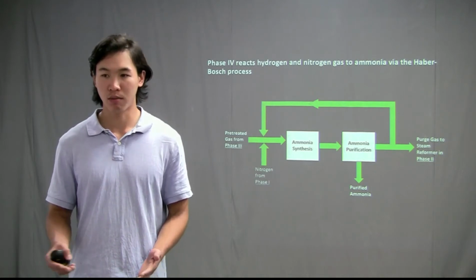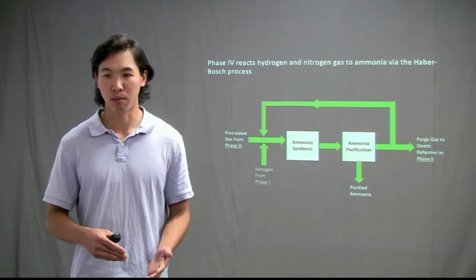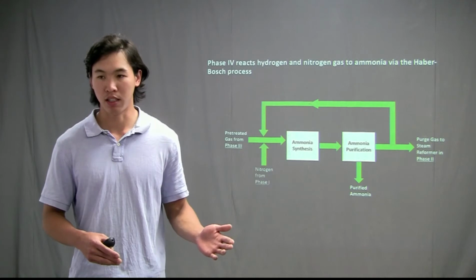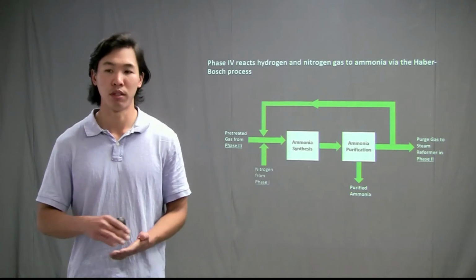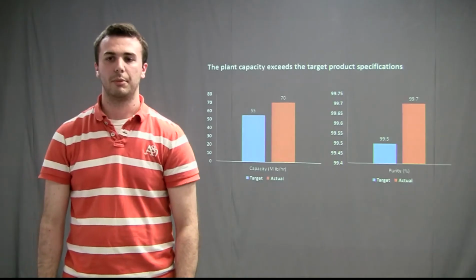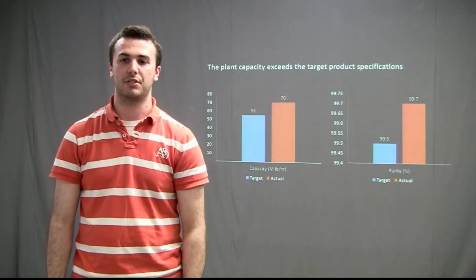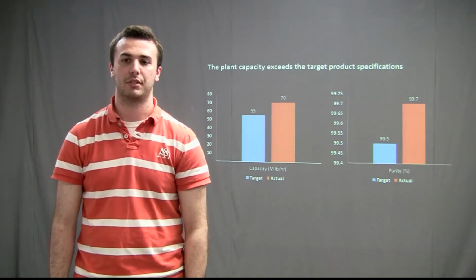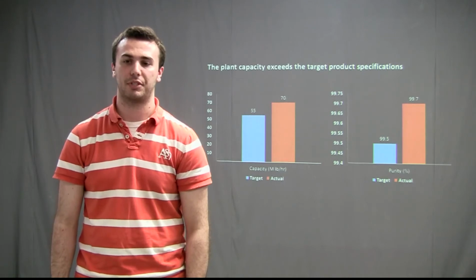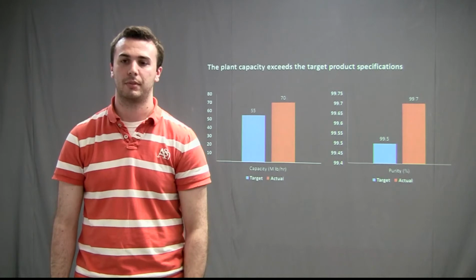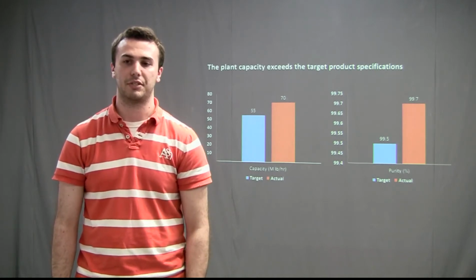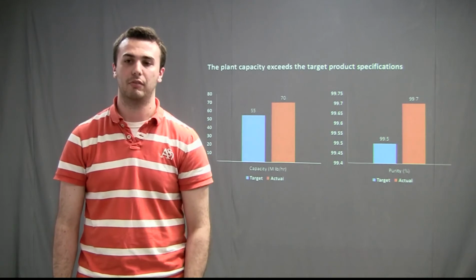The tail gas is recycled to increase the yield of the product, whereas the purge stream is needed to reduce the buildup of inerts. It was determined that the plant capacity exceeds all target product specifications. The minimum specified target capacity for this production plant was 55,000 pounds per hour of ammonia product. Our plant was able to exceed this specification, resulting in 70,000 pounds per hour of ammonia.